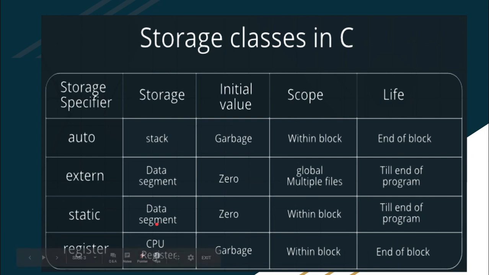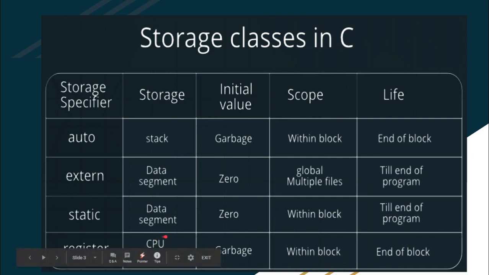And in the case of the register specifier, the data is stored in the CPU, because register data is only a single byte, where it is enough to store the data in the register itself. So the register is the shortest or smallest unit of storage in the system. These are all the 4 things in terms of storage. When you define the data as auto or extern or static or register, the data will be stored in the stack or in the data segment or in the CPU register. CPU is the central processing unit.